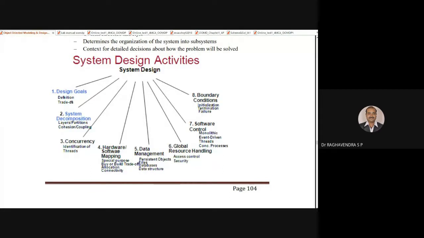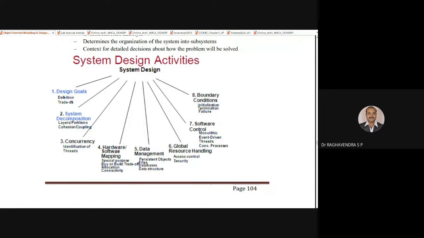So threads means tasks, concurrent processes. Altogether, you can call that software control, and identifying the boundary conditions. Which is the border? What we cannot exceed. We have to stay within that limit.